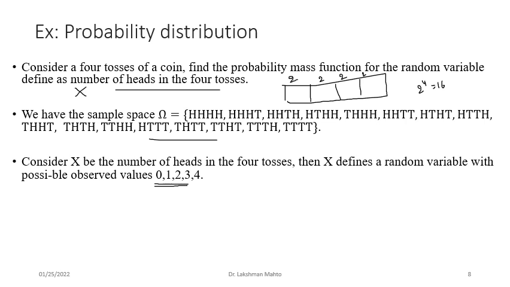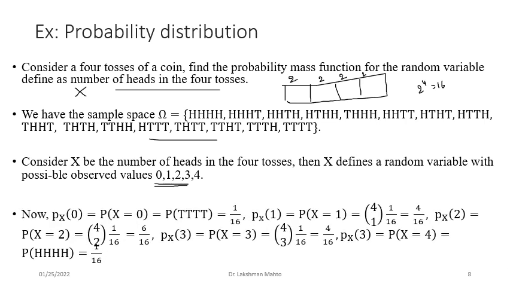These are the possible observed values of x. With respect to each observed value of x, we will find the value of the probability mass function. As I mentioned, the probability mass function is a map from the range of the random variable to R. So we need to calculate the value for each point in this range. There are only five values: 0, 1, 2, 3, and 4.